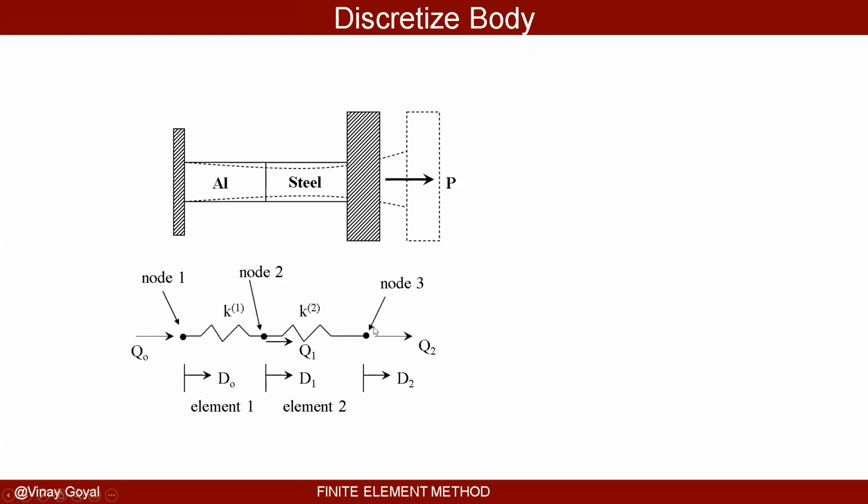So I've discretized the body into two elements. I've described what this means. You can see here that a stiffness property has been assigned to this spring for aluminum, and a stiffness property was assigned to the steel as an example. So I'm calling the Q's here the global nodal applied loads, and D0, D1, and D2 the global nodal deflections.